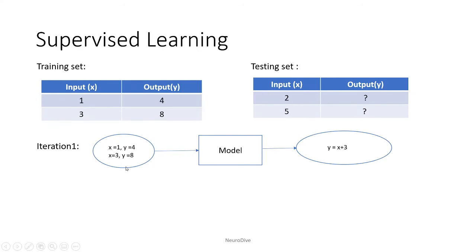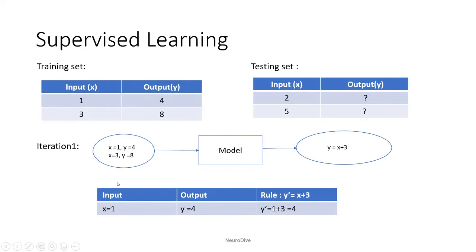We feed our training data set to our model and our model learns the rule. So how is it learning? It will consider the first data point where x equals 1 and y equals 4. After seeing these input and output values, it comes up with a rule: y dash equals x plus 3. So this is the predicted value of y. When x equals 1, we feed this value and 1 plus 3 equals 4. So the predicted value of y it gives us is 4, which is the same as the actual value of y.